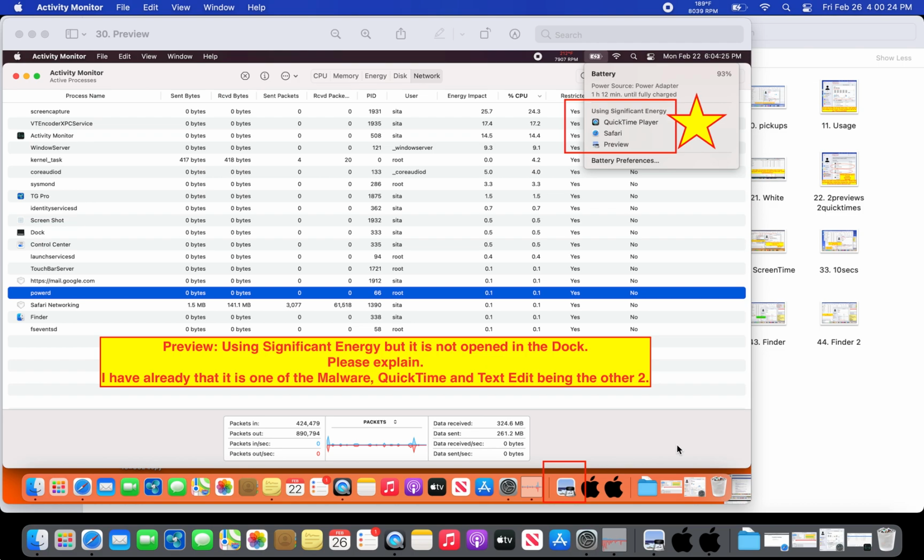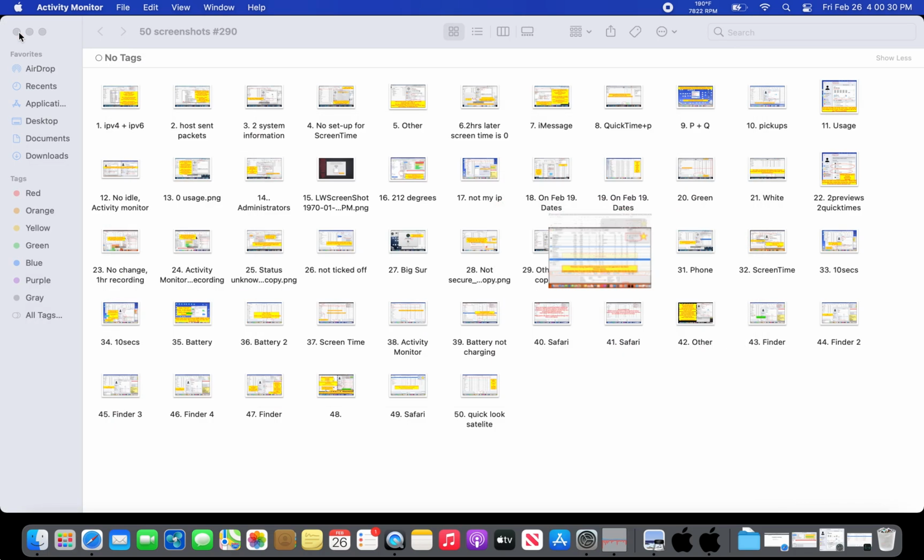So this is where it gets complicated. This is information that is in place by the people who actually build the operating system. We are not going to be privy to all of the process names, and there's really no way for us to really find out. So the main concern here is that we have two previews and two QuickTimes that are showing up in screen time.